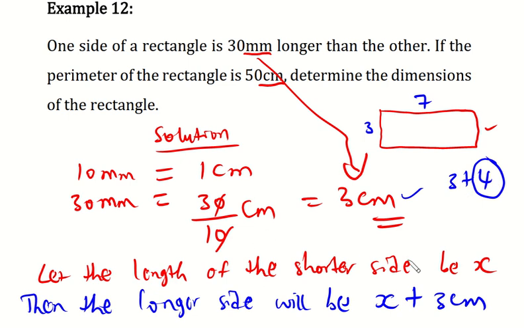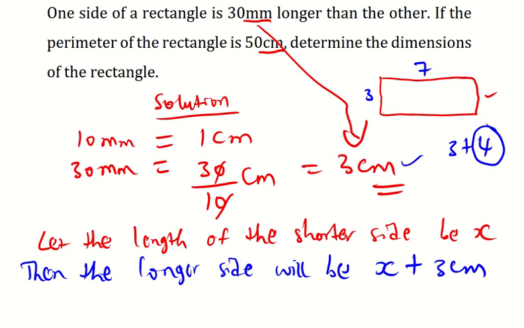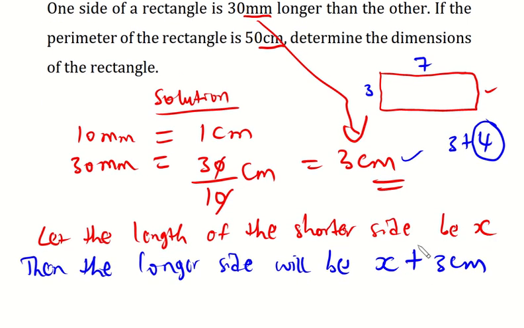Now that we said let the length of the shorter side be x, the longer side will now be x plus how much longer the longer side is when compared to the shorter side. I hope that's clear. So just know why I added 3 centimeter, because the longer side is 3 centimeter longer than the shorter side. That makes sense, right? Now we need to find what the value of x is here.